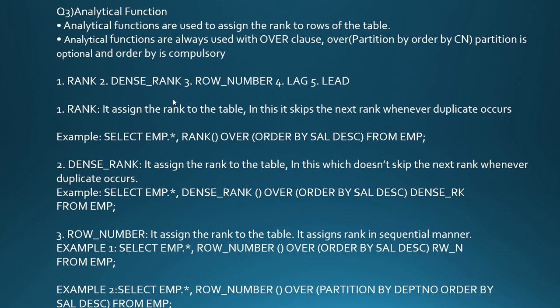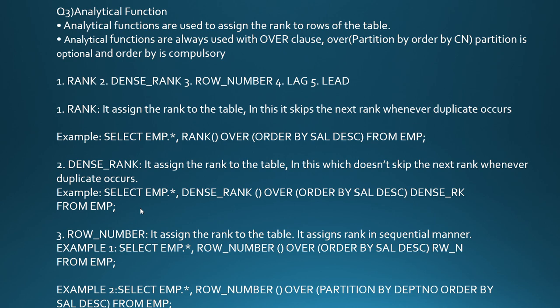Rank assigns the next rank whenever a duplicate occurs. Example: select emp.*, rank() over (order by salary descending) from employee. Employee is a table name.